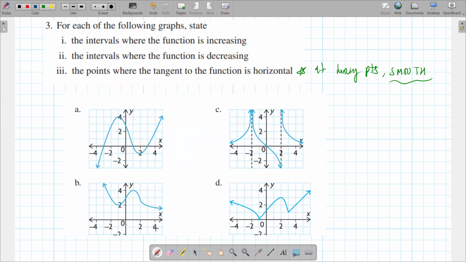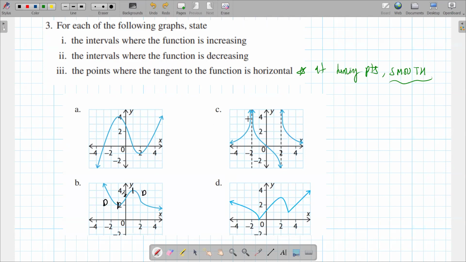B, again, this is just like pattern finding. That's super simple. It's decreasing here. It's increasing here up until here, yeah? And then it decreases again here. And there are 2 turning points. That's where the slope or the tangent line will be 0.